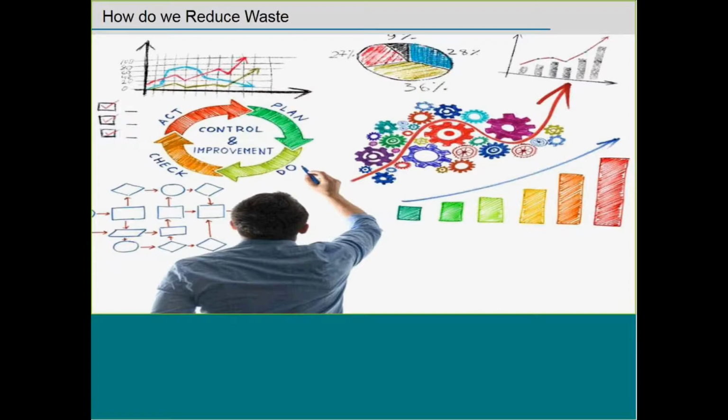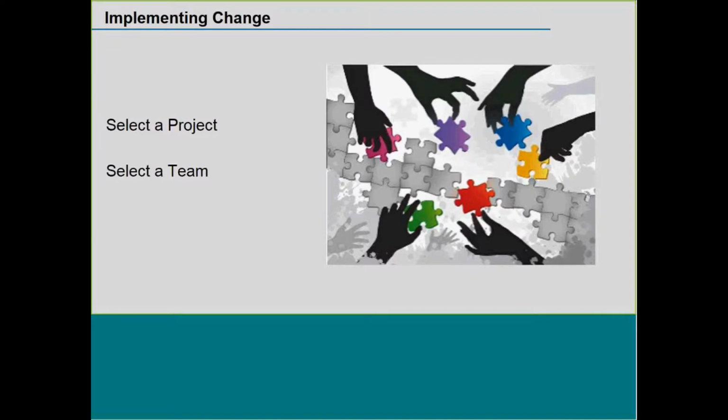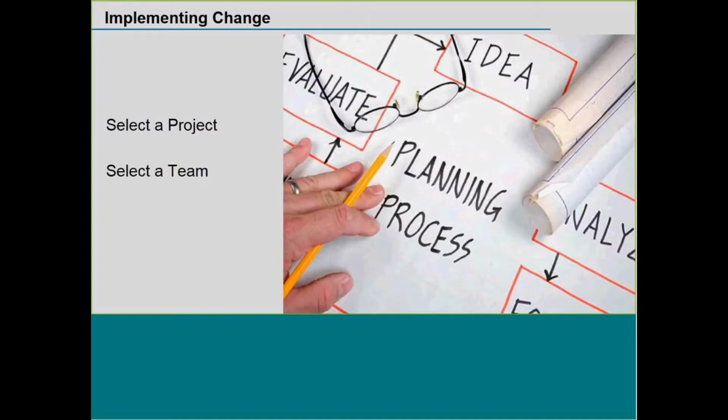So in any lean project, again, our goal is to reduce waste and add value to the customers. How do we generally do this? When we seek out to reduce waste, most of the time we're doing it through project-based initiatives. So one of the first things we must do is select a project. And any good project needs a good team to follow that up. Let's discuss these 2 aspects in more detail.